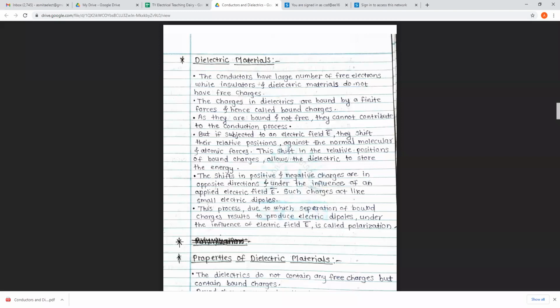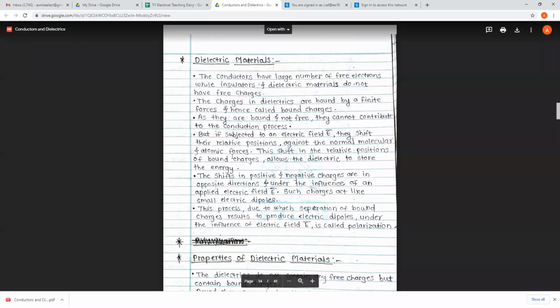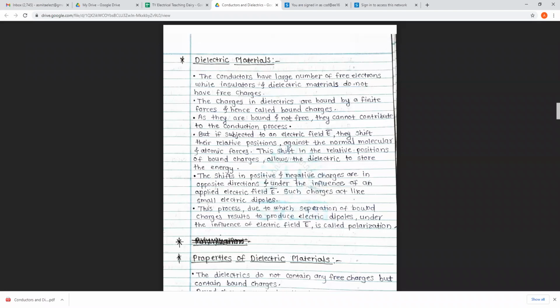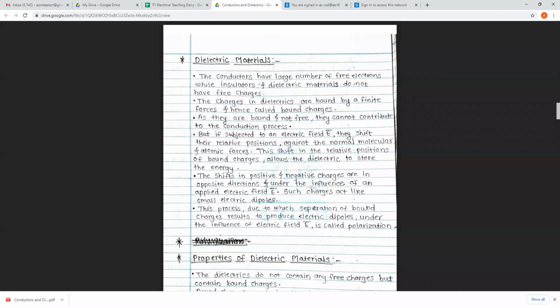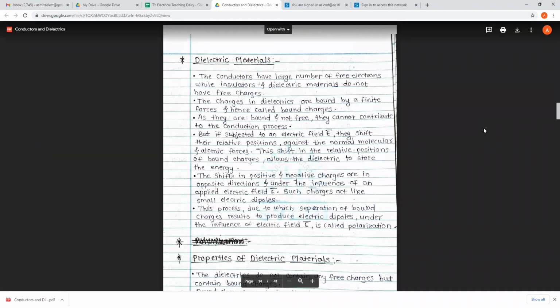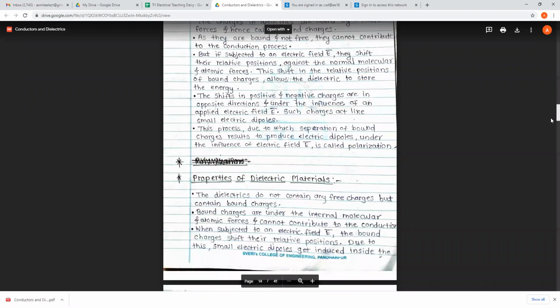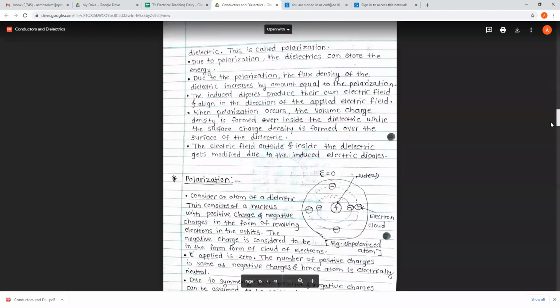But if subjected to an electric field, meaning when we give the external supply, then there may be a flow of charges. They shift their relative positions against the normal molecular and atomic forces. The shift in the relative positions of bound charges allows the dielectrics to store energy. The best example is your capacitor.